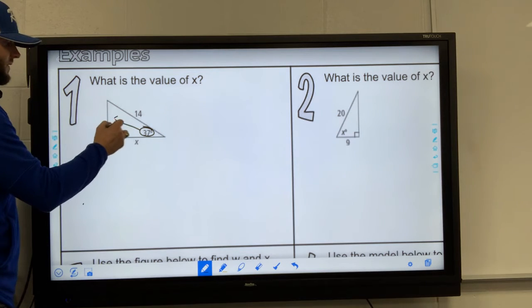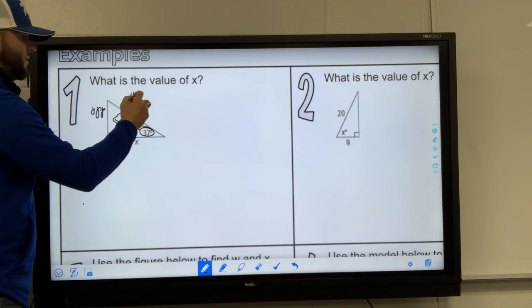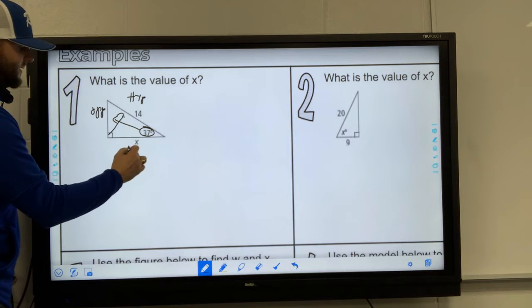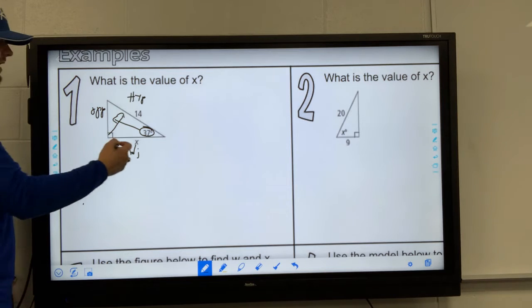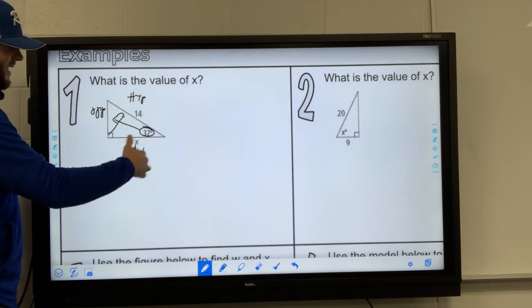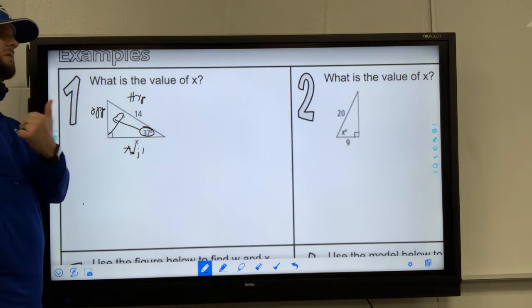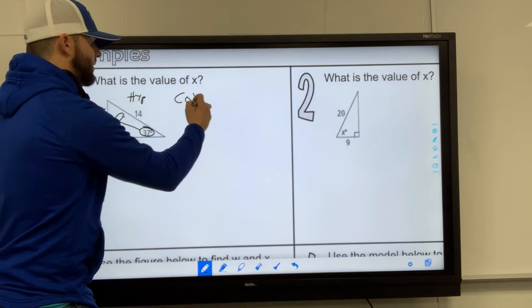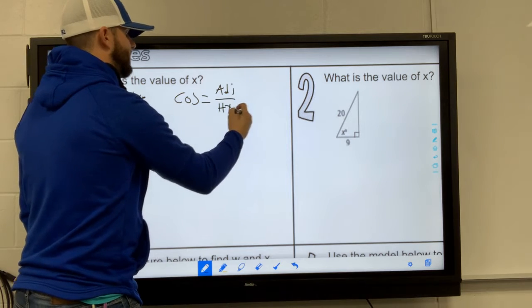So right now, this is my opposite side. Opposite the 90 is always your hypotenuse. And this side down here is my adjacent side, not the side that I labeled already. So if we look here, I need to find my adjacent side. I have my hypotenuse, so adjacent over hypotenuse is going to be my cosine ratio. So the cosine is going to be adjacent over hypotenuse.